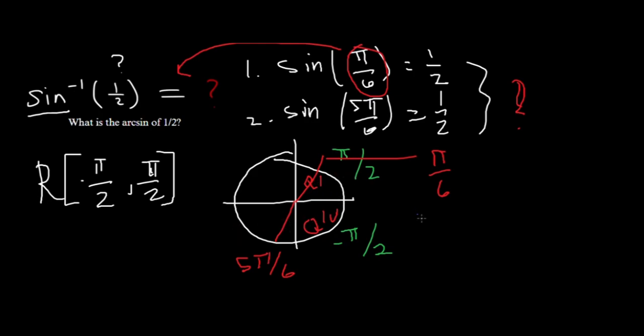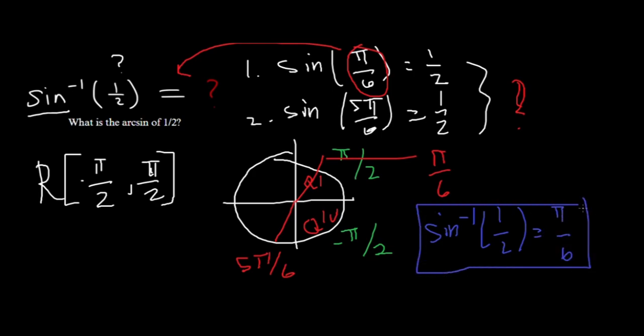Huwag nyo nang pansinin yung iba dyan. Medyo mali yan, 5 pi over 6. Ayan. So, the final answer is pi over 6. Arcsine 1/2 is pi over 6. Yes, that's the final answer.